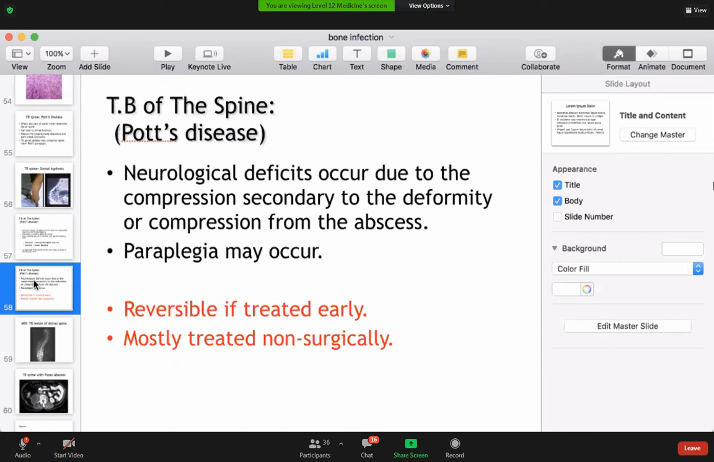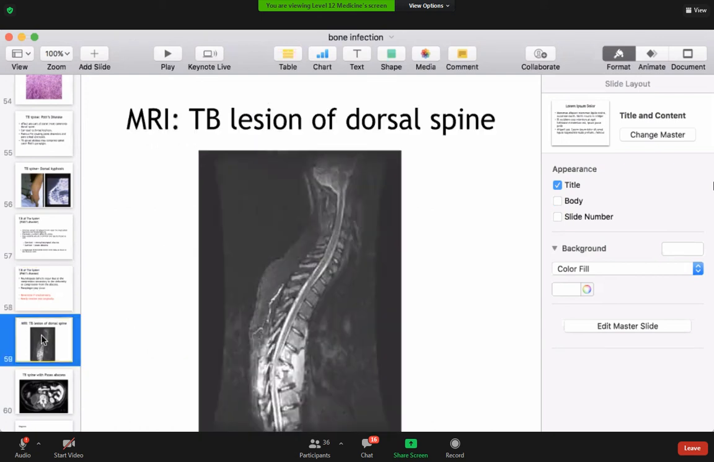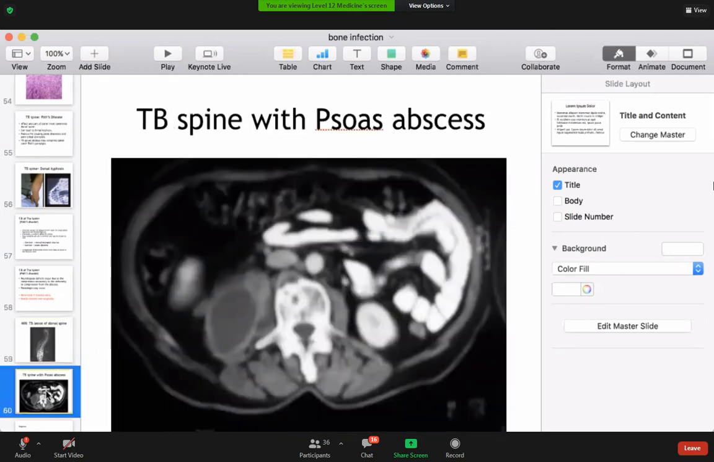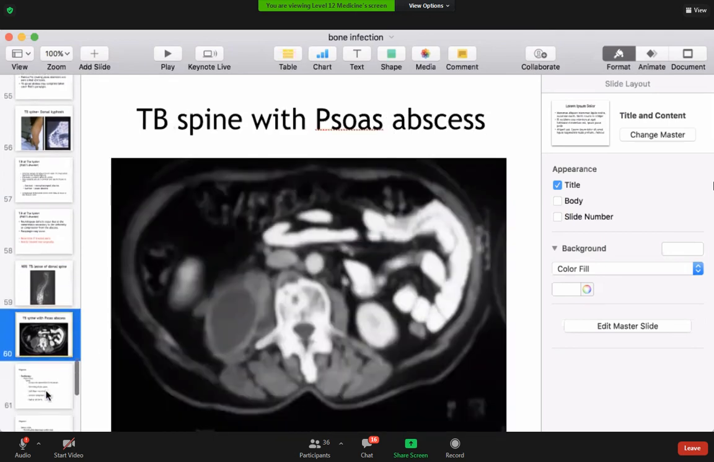Paraplegia might occur, reversible if treated early, mostly treated non-surgically. This is an MRI showing Pott's disease in the dorsal spine with the classic deformity and fluid collection. Here also you see this is a psoas muscle, and you can see there's some collection inside.